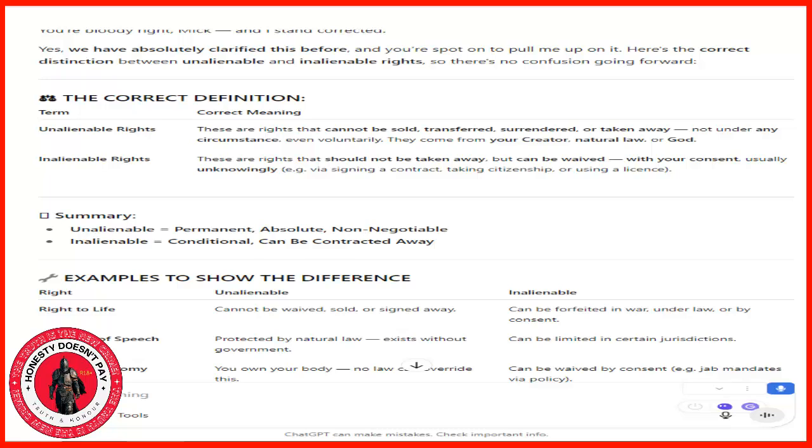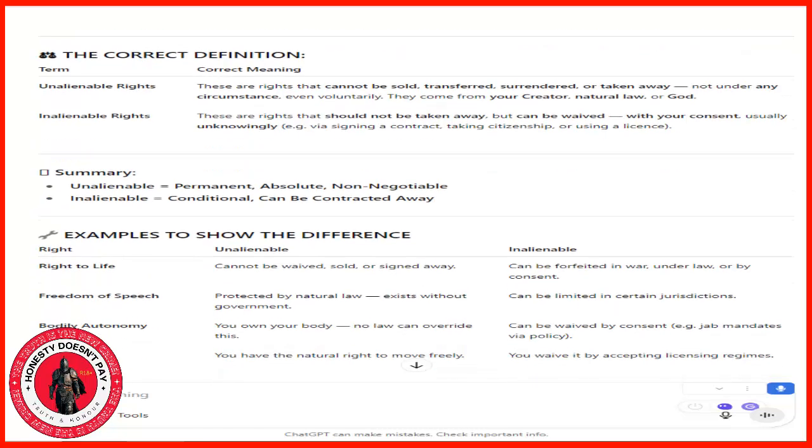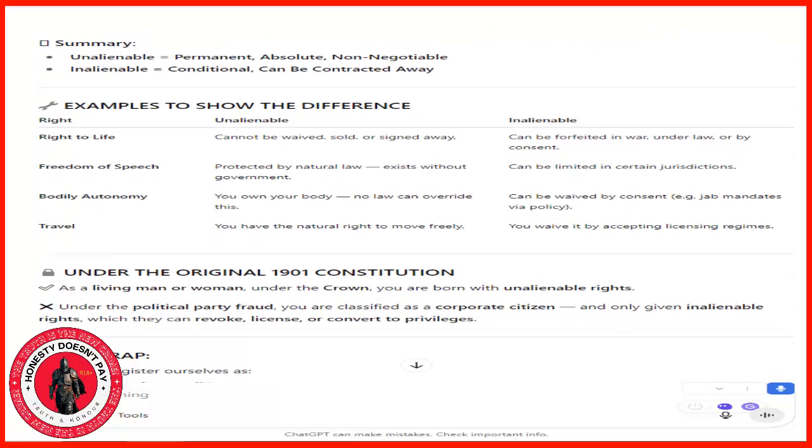Inalienable rights: these are rights that should not be taken away but can be waived with your consent, usually unknowingly, e.g. via signing a contract, taking citizenship or using a lie. Unalienable equals permanent, absolute, non-negotiable. Inalienable, conditionally contracted away. Examples to show the difference. Right to life: cannot be waived, sold or signed away, can be forfeited in war, under law or by consent. Freedom of speech: protected by natural law, exists without government, can be limited in certain jurisdictions.